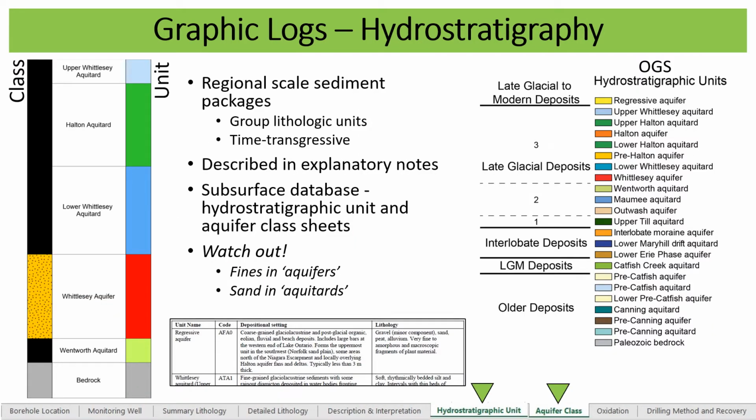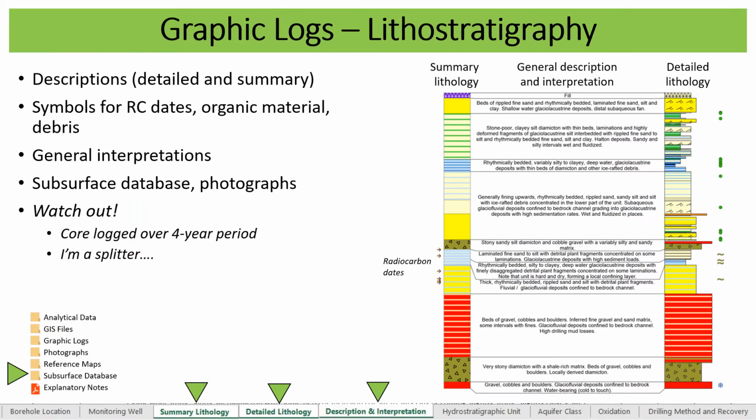Hydrostratigraphic units for OGS 3D sediment mapping projects are defined based on age, depositional environment, and lithology. The units are regional in scale and so are time transgressive and typically group multiple facies. The units used for the Niagara Peninsula project dovetail into the broader framework used above the Niagara Escarpment. These units are described in the explanatory notes, and the unit contacts are in the subsurface database. The unit class simply refers to whether the hydrostratigraphic unit is dominantly aquifer or aquitard sediments.